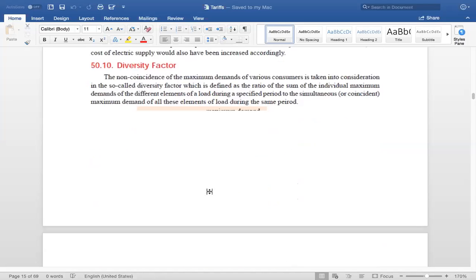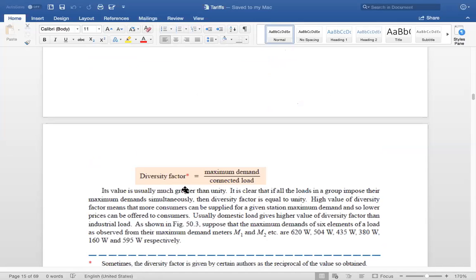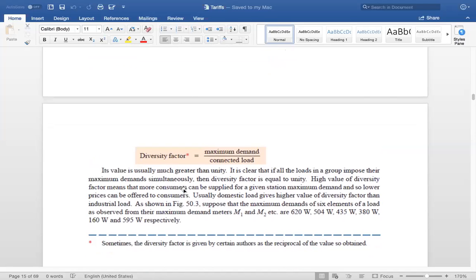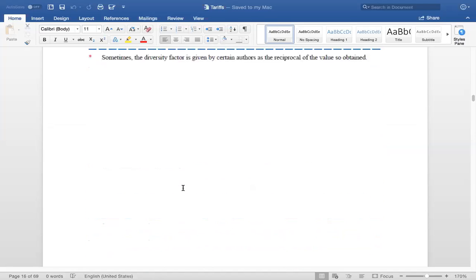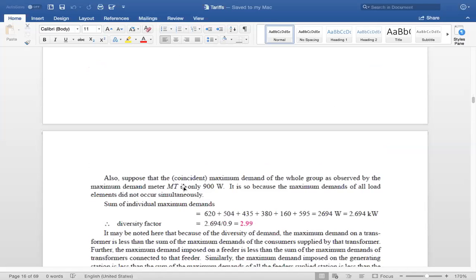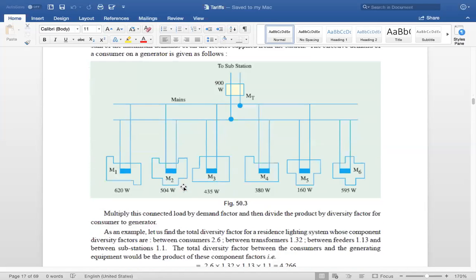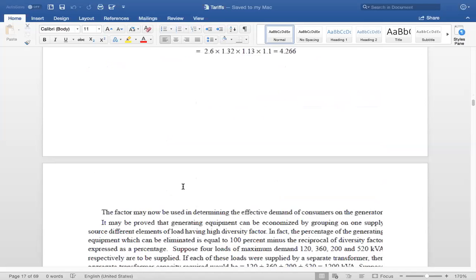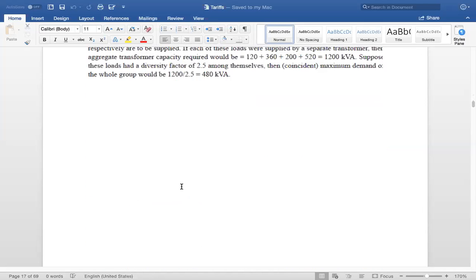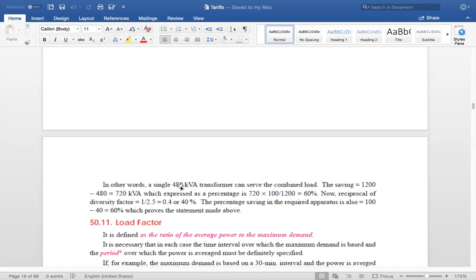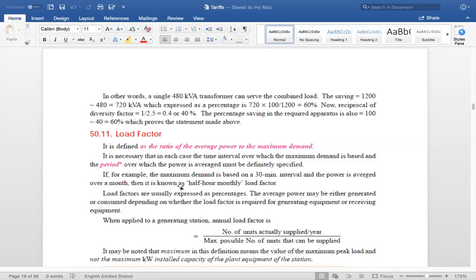Now the diversity factor is called the maximum demand over the connected load. These are all formulas that you should know by heart because we're going to use them all of the time now. Load factor is defined as the ratio of the average power to the maximum demand.